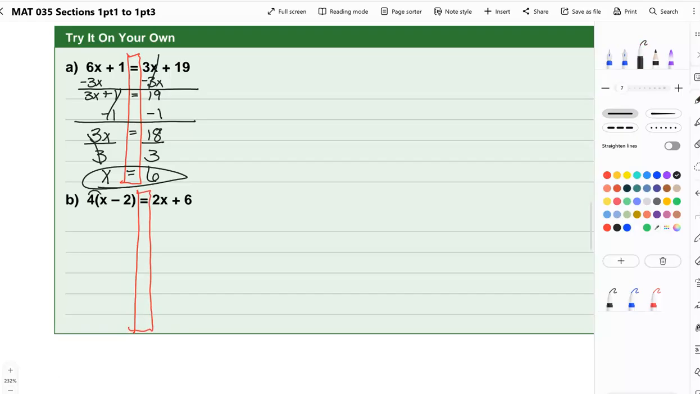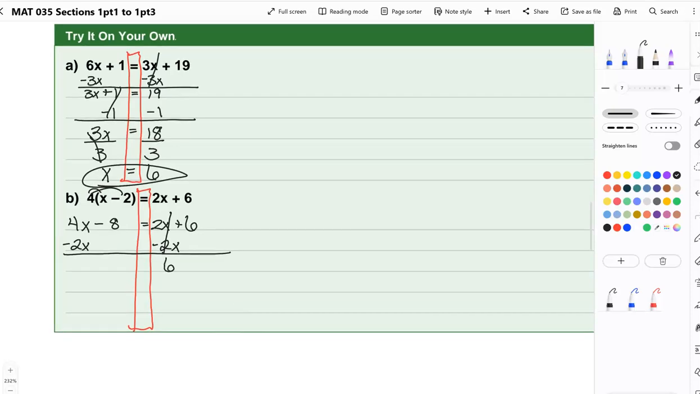We'll multiply. 4 times x is 4x. 4 times negative 2 is negative 8. And that's equal to 2 times x plus 6. Now I want to get variables on one side. I'm going to choose to move them to the left. So I'm going to subtract 2x. That way I can zero out those x's on the right.